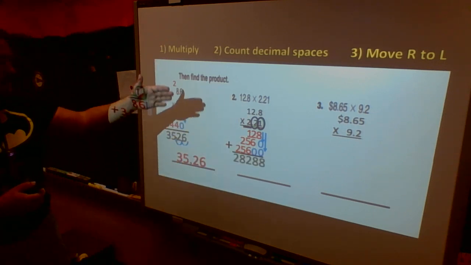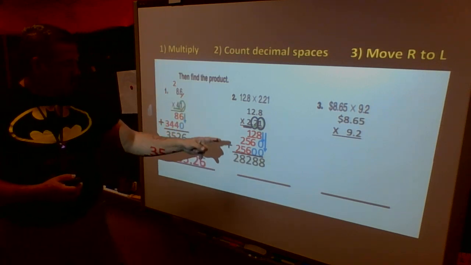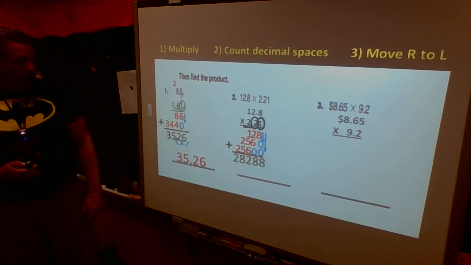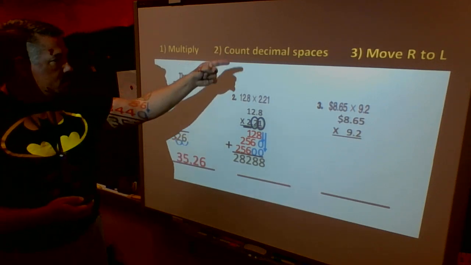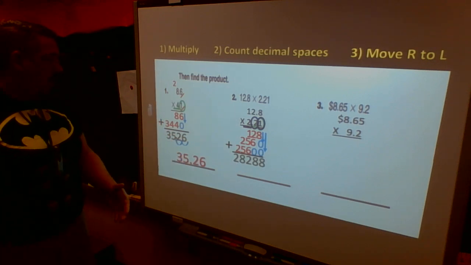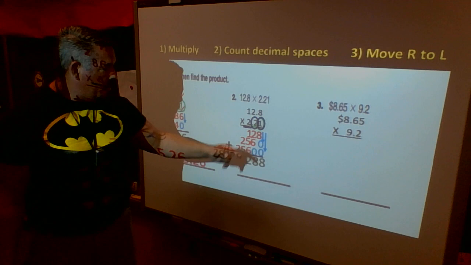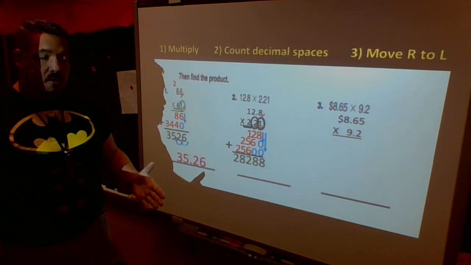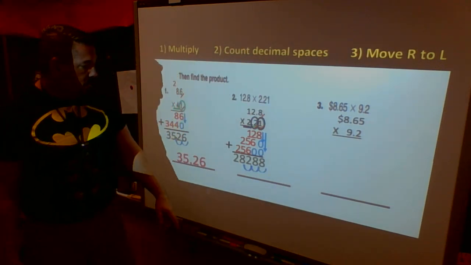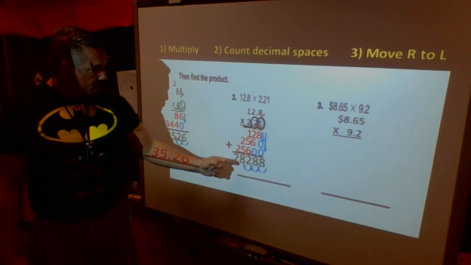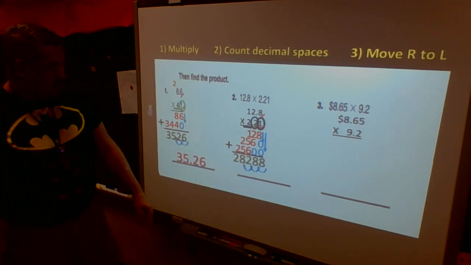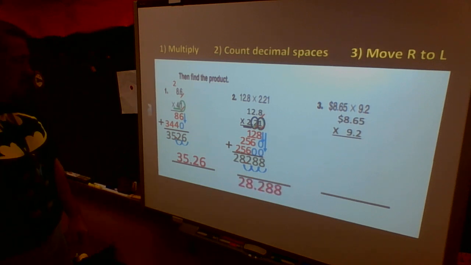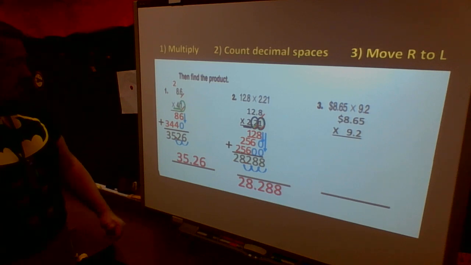So I have 8, 6, 5, and 1 is 12, carry my 1, 5, 2, and 1 is 8, and 2. When I have that, then I can do step 2, counting my decimal spaces. How many decimal spaces are in my problem? Well, there's 1 on top and 2 on bottom. So there's a total of 1, 2, 3 decimal spaces, which means I have to move it 3 spaces from the right to the left, which is step 3. Once I do that, then I know my decimal has to be between this 8 and 2. So I have 28 and 288 thousandths.